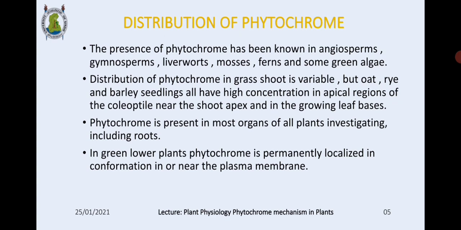Distribution of phytochromes. The presence of phytochromes is known in angiosperms, gymnosperms, liverworts, mosses, ferns, and some green algae. Distribution of phytochrome in grass shoots is variable, but oat, rye, and barley seedlings all have high concentration in the apical region of the coleoptile, near the shoot apex and in the growing leaf bases. Phytochrome is present in most organs of all plants, including roots. In green plants, phytochrome is permanently localized in or near the plasma membrane.